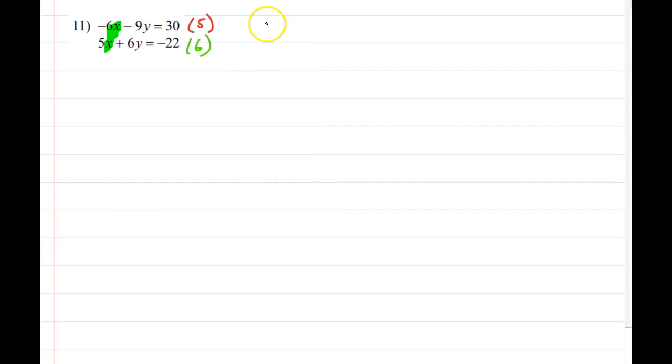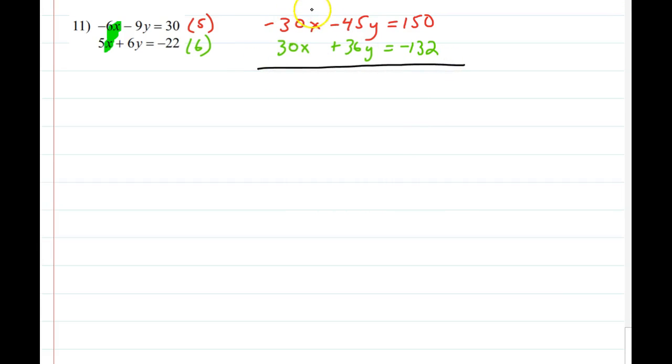So on top, when I multiply, I'm going to get negative 30x minus 45y equals 150. On the bottom, I'm going to have positive 30x plus 36y equals negative 132. So the x's go away, and we get negative 9y equals 18. Divide both sides by negative 9, and we get y equals negative 2.